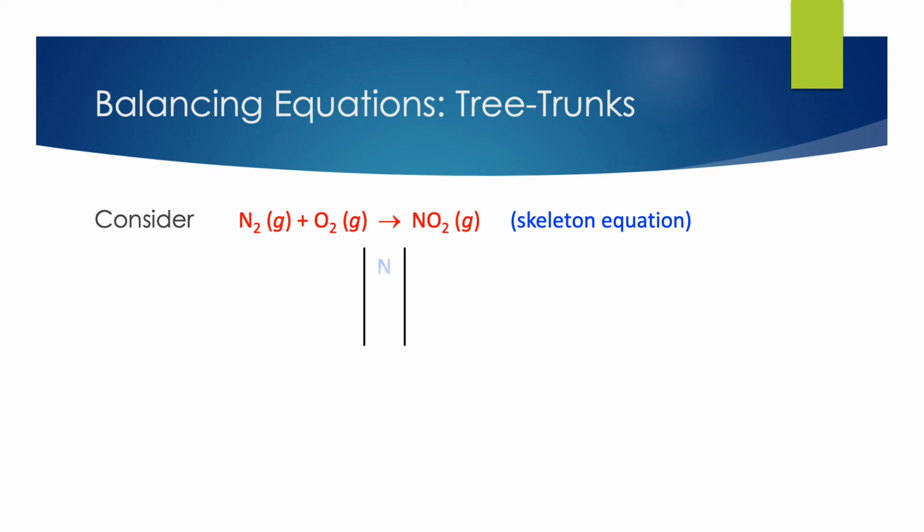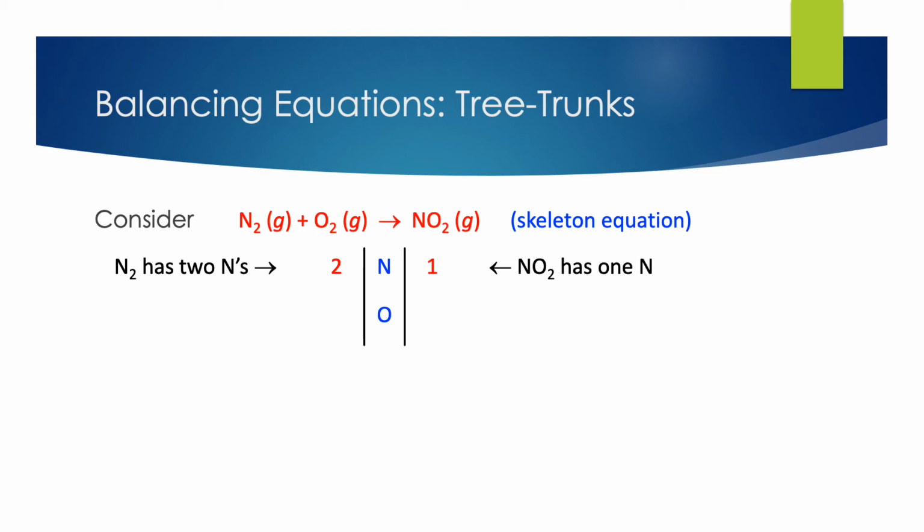And inside the tree trunk, we're going to list each of the elements that appear in this equation. Now, this is a particularly simple equation, so I only have nitrogen and oxygen. Now, I want to specify how many of each of these atoms there are on each side of the equation. So I look at the left side and I say, well, N2 has 2 nitrogen, so I put a 2 there. And on the right-hand side, NO2 only has 1.